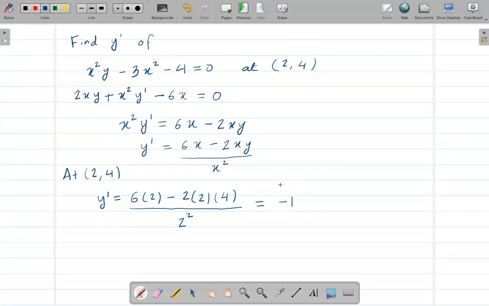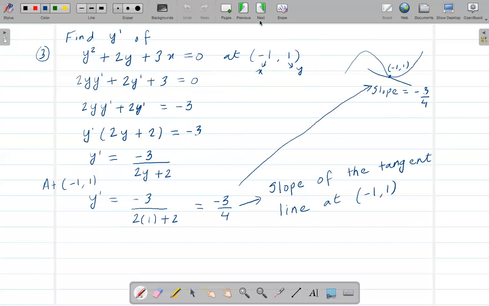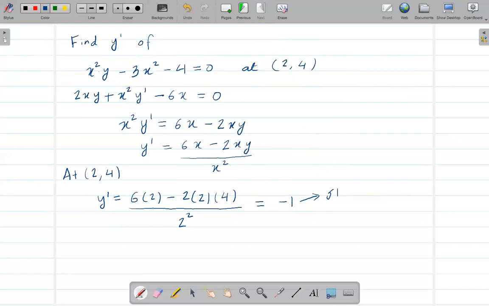And again, the y prime or the derivative value, right? The derivative value is always, like I said here, the derivative value is always the slope of the tangent line at 2, 4.